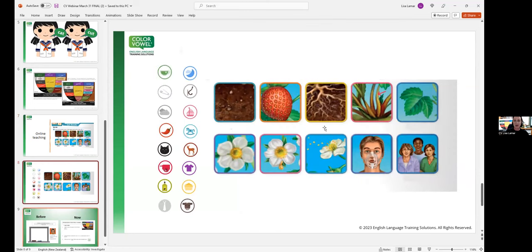I got rid of all these words here. And you can see I've got all these jazzy color vowel symbols down the side. So now we're just left with pictures. We've got no writing. So our eyes aren't interfering with anything there.